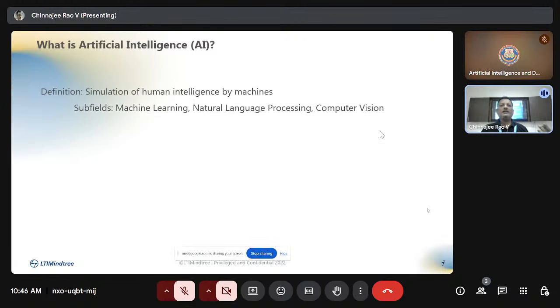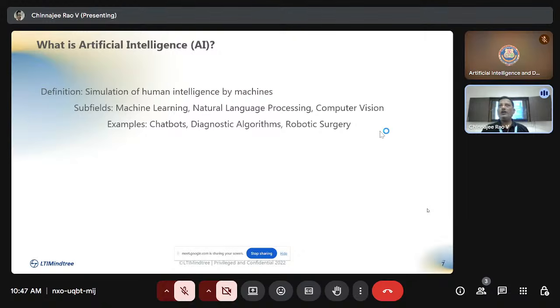Some of the subfields related to AI are machine learning. To learn AI, it is mandatory that you should know machine learning, then natural language processing, then computer vision, etc. Some examples of this are chatbots. Hope you are aware of chatbots, right? Chatbots, diagnostic algorithms and robotic surgery. Robotic surgery is another trend in all hospitals.